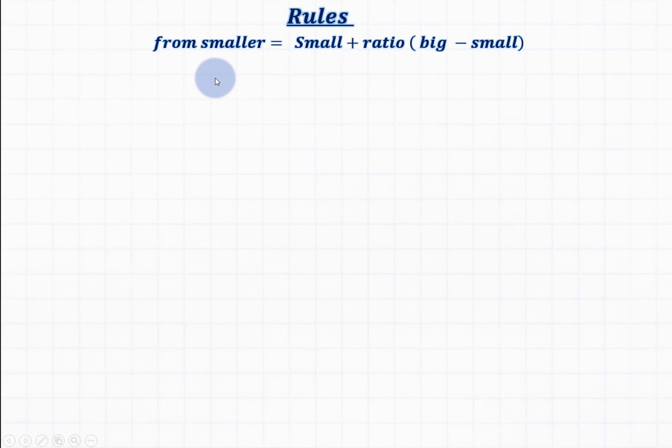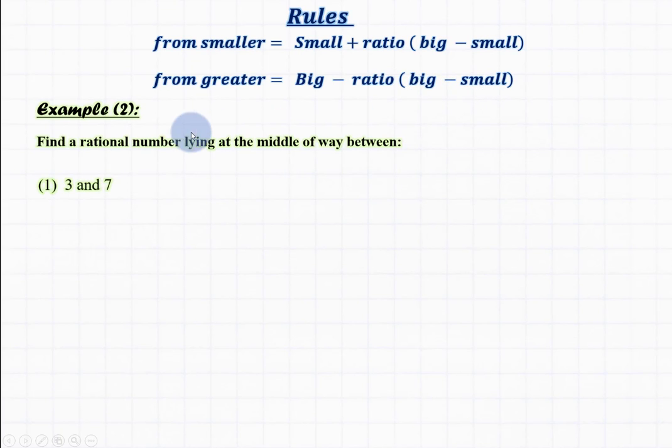The rule: to find the number from the smaller number, we make small number plus ratio or fraction multiplying by inside fraction big minus small. Or to find the number from the greater side, the rule equals big minus ratio and inside bracket big minus small. Example number 2, find a rational number lying midway between 3 and 7.